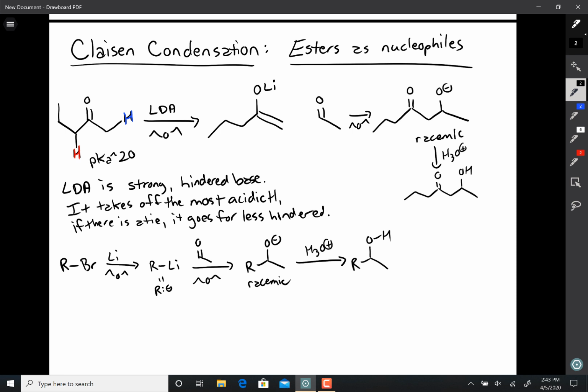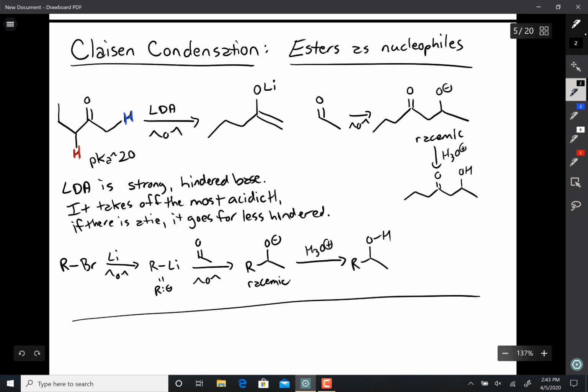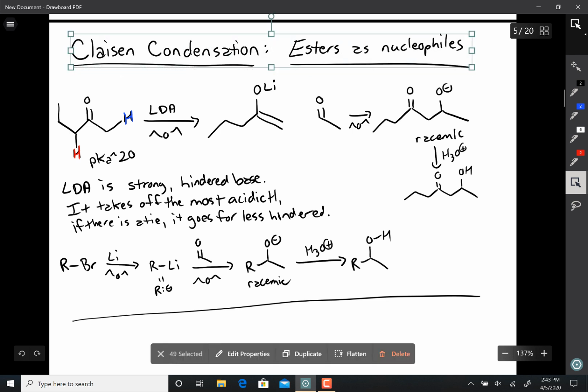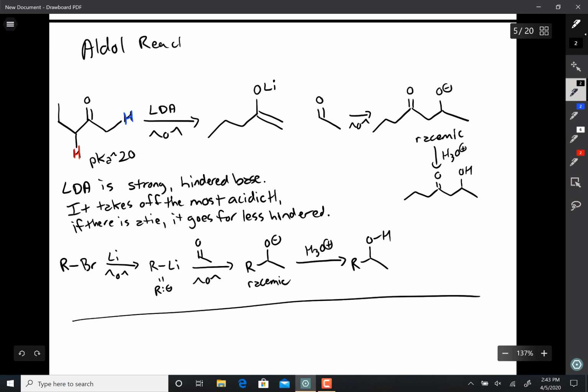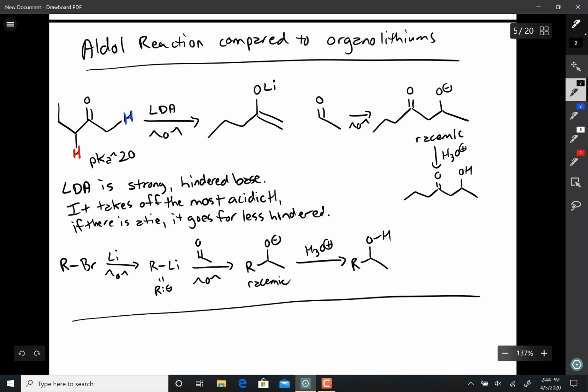Do you see how these reactions are very similar to each other? And I really ought to get rid of that heading because this isn't the Claisen condensation. This is the Aldol reaction, compared to organolithiums. Very similar process.